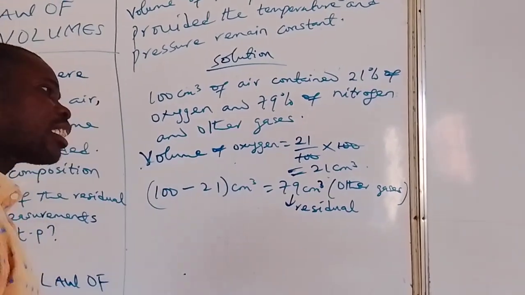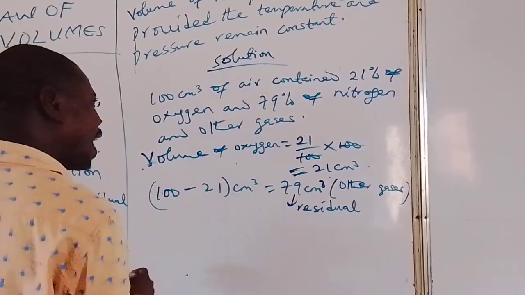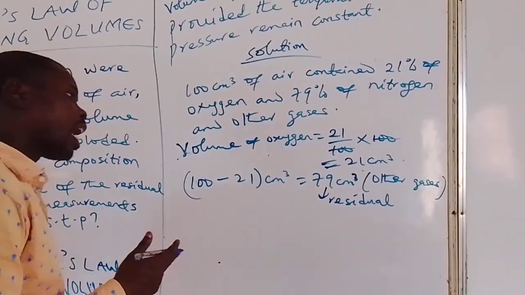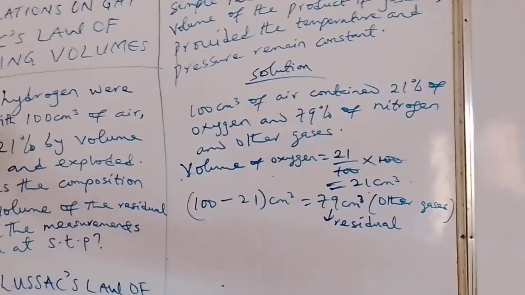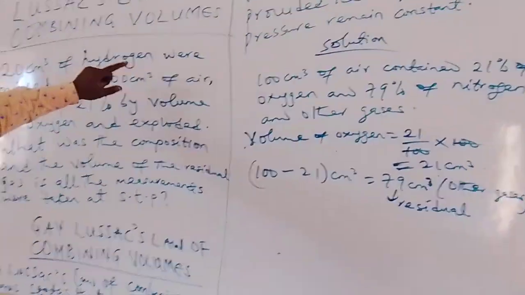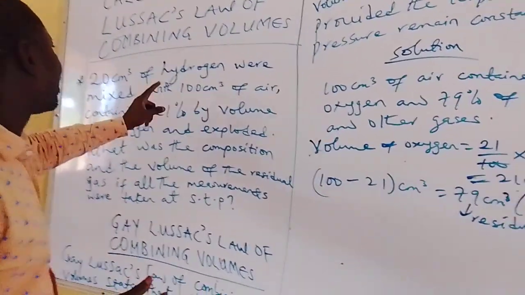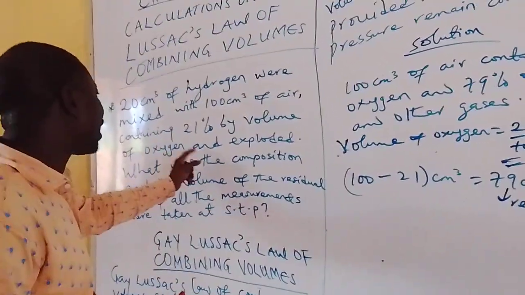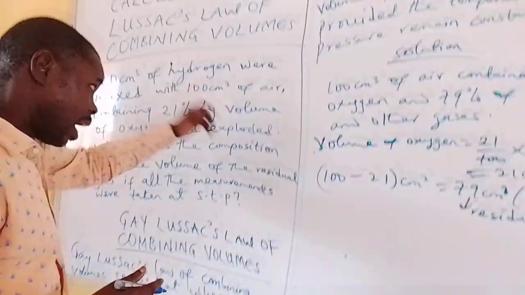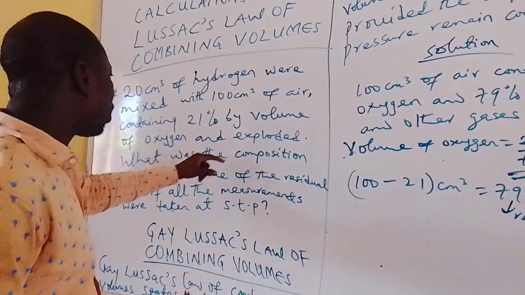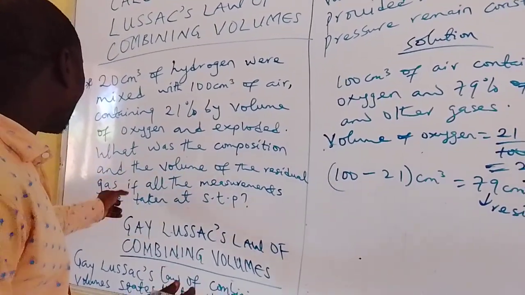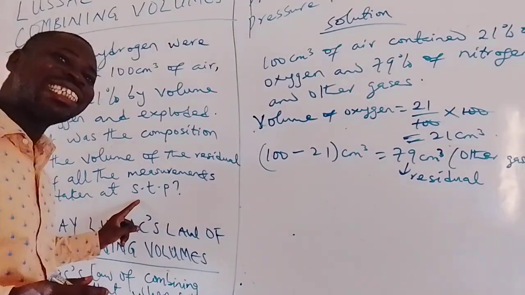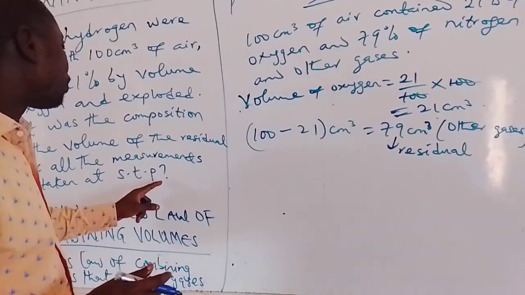Now the first thing we are going to do here is to write the chemistry of reaction for the question. 20 cm cube of hydrogen were mixed with air containing 21% by volume of oxygen and sparked. At times they use spark, they use exploded. So what was the composition and the volume of the residual gas if all the measurements were taken at STP? STP means standard temperature and pressure.